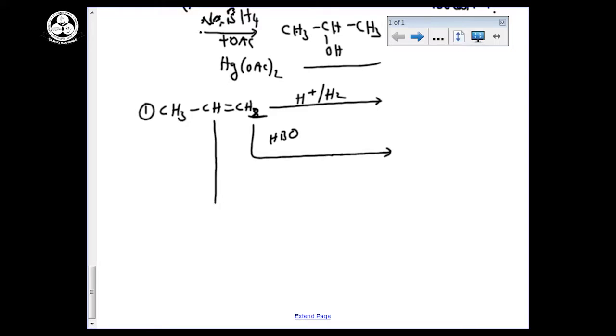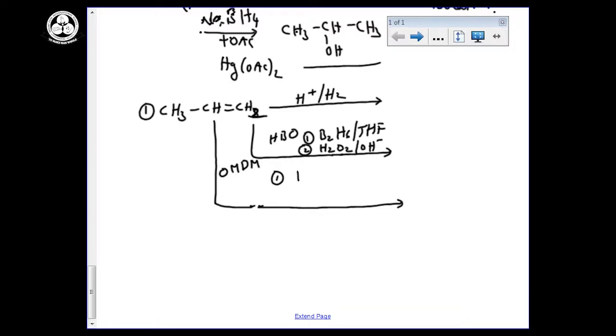Hydroboration oxidation. Third case, I am taking oxymercuration demercuration, OM/DM. This is the reagent. First one, B2H6 in presence of THF, and second reagent is H2O2 in presence of OH minus. Here three reagents we are having. Reagent number 1, mercuric acetate Hg(OAc)2, second reagent is water, and third reagent is sodium borohydride NaBH4 in presence of OH minus.